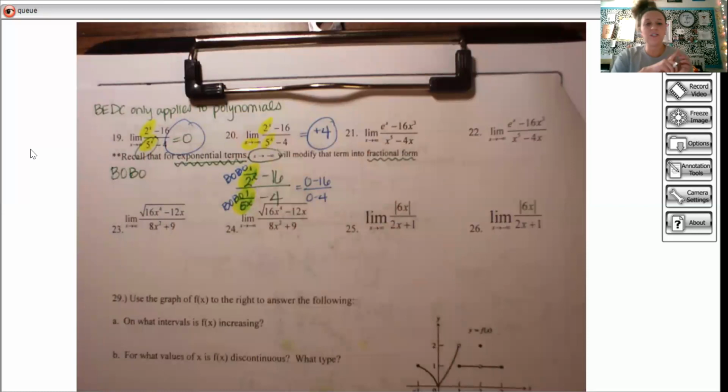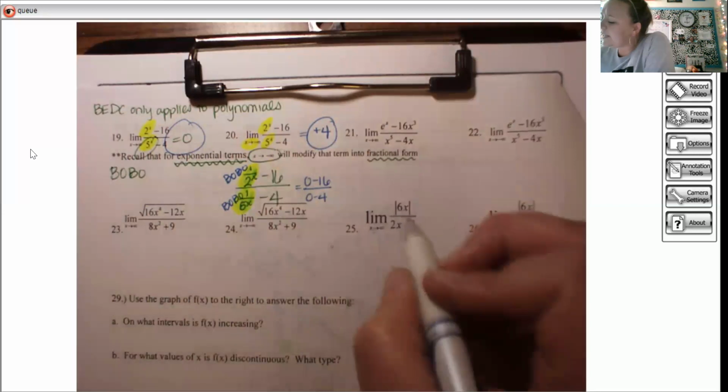Okay, so you have to watch out for exponentials. If you're going to infinity, everything's normal. But if you're going to negative infinity, that's when it gets a little weird. Okay. Next one I want to look at is number 25.